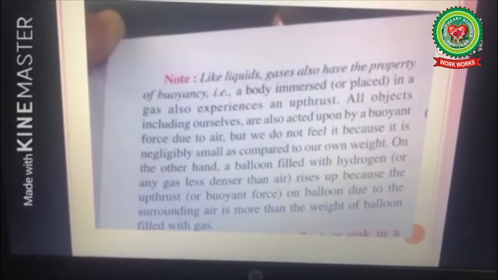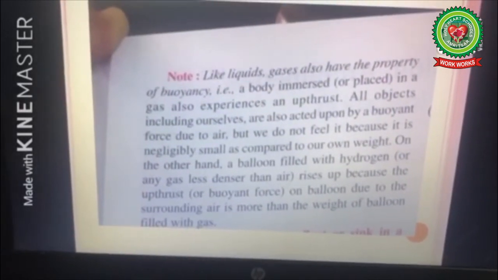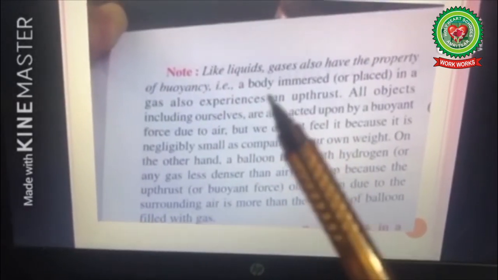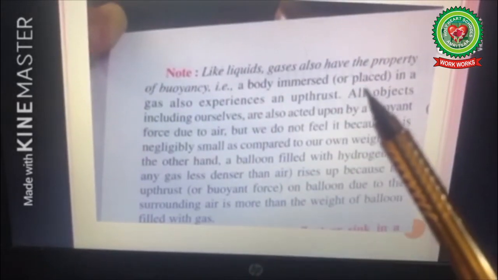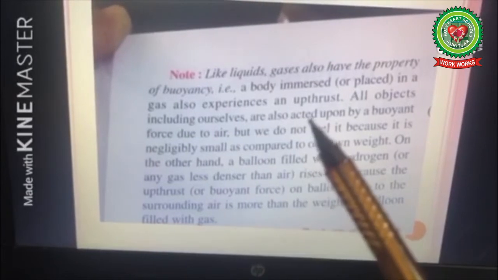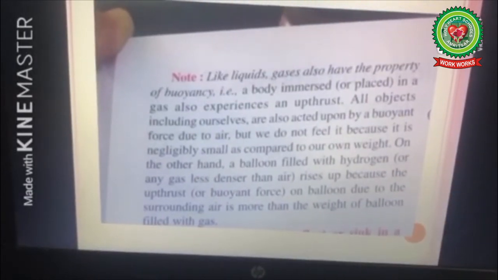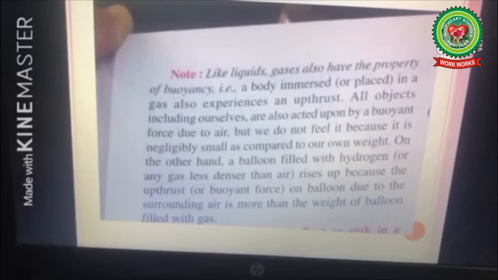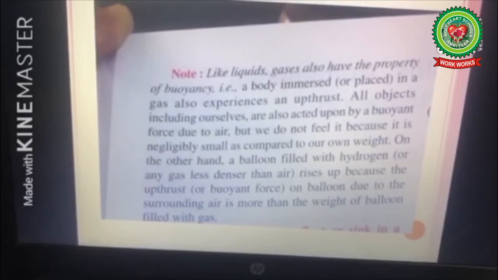Now, there is an important note. Like liquids, gases also have the property of buoyancy, that is, a body immersed or placed in a gas also experiences an upthrust. All objects, including ourselves, are also acted upon by a buoyant force due to air.